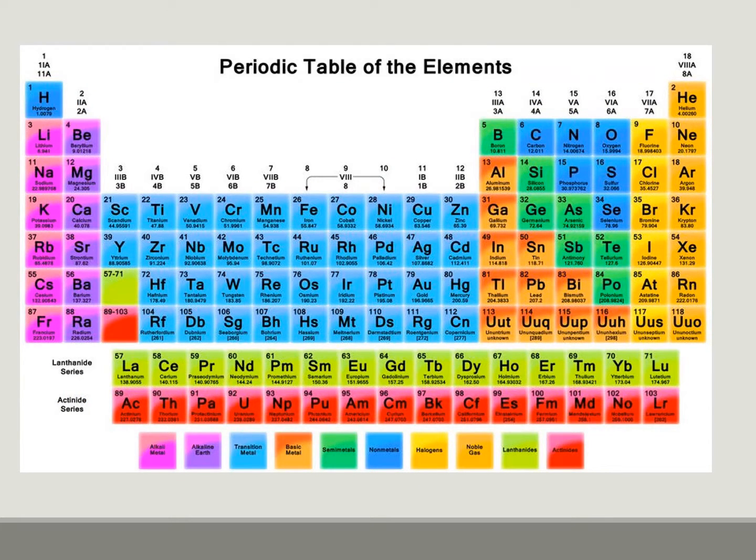So this is our periodic table, and it has a lot of colors on it, a lot of symbols, a lot of numbers, and it can be very daunting and scary to look at if you don't know what it means. But each of the things means something, and it's very useful.